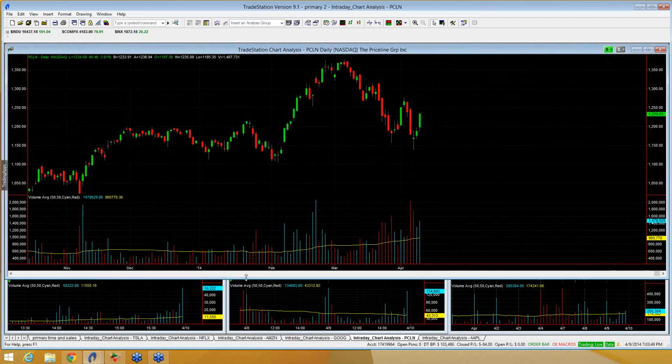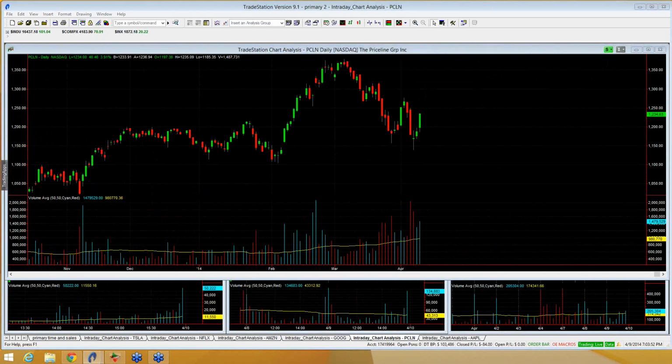If you look at this Priceline daily chart, you can see right here was a period where there was not very good directional movement on Priceline back in December. Back here, late October, there was not very good directional movement. And if you're trying to trade that as a directional trader, you're going to get chopped up.